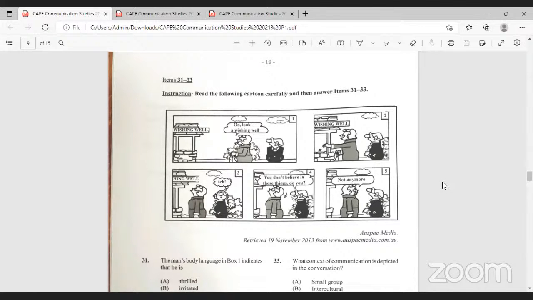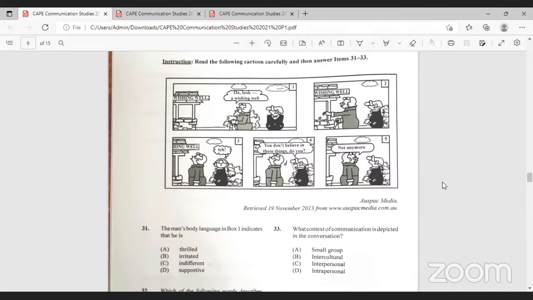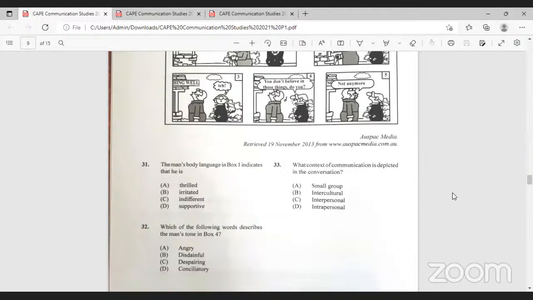31, the man's body language in box 1 indicates that he is what? Thrilled, irritated, indifferent, or supportive? Anybody? 31, hands in pockets. See, he's indifferent. Just can't be bothered. Doesn't even know why he's there. 32, which of the following words describes the man's tone in box 4? "You don't believe in those things, do you?" Angry, disdainful, despairing, or conciliatory?